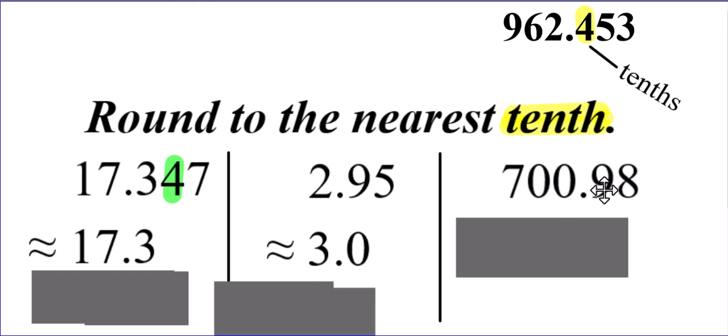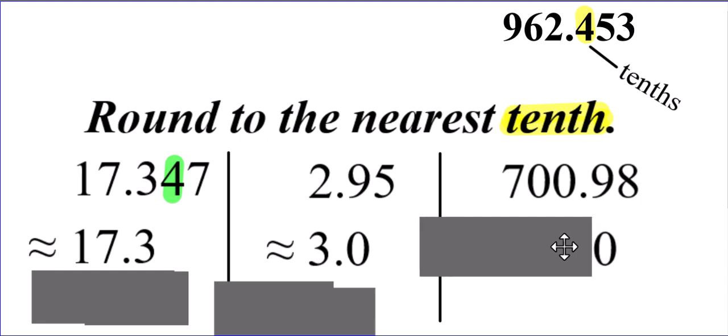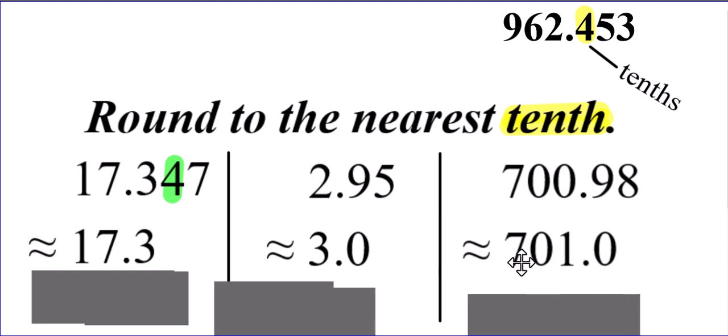The 8 makes the 9 round up to a 0, but you carry the 1. 1 plus 0 is 1, so this becomes 701.0. Notice I am keeping the 0.0. Yes, I know it's the same as 701. I get it. But if we're rounding to the nearest tenth, I don't want to just put a whole number. I need to keep it with the 0.0 to show that it's actually to the tenths.